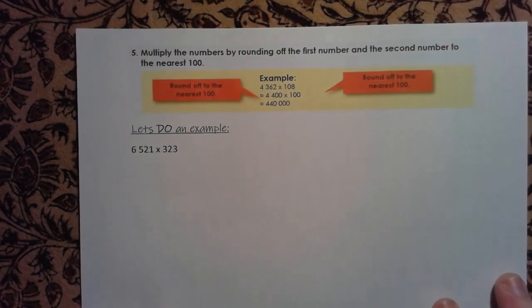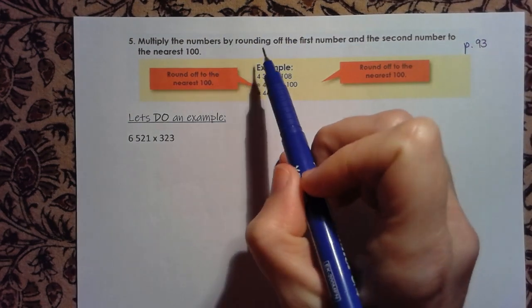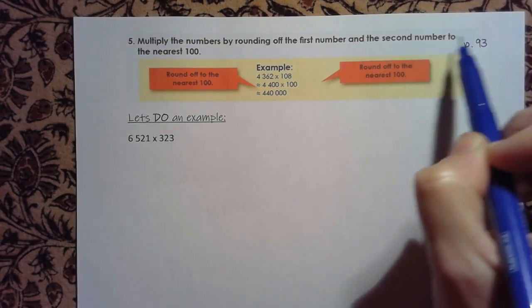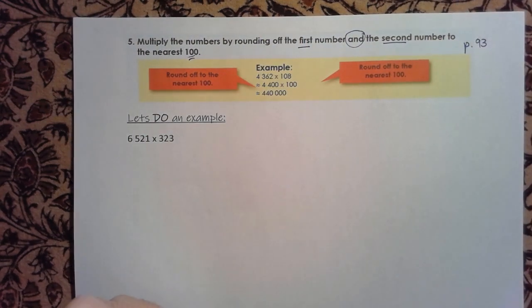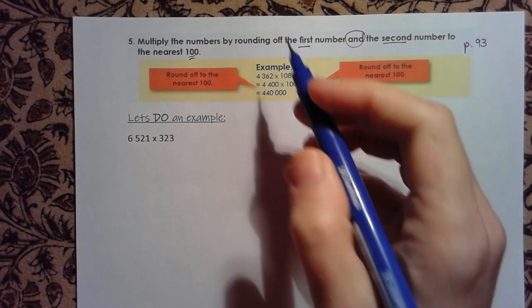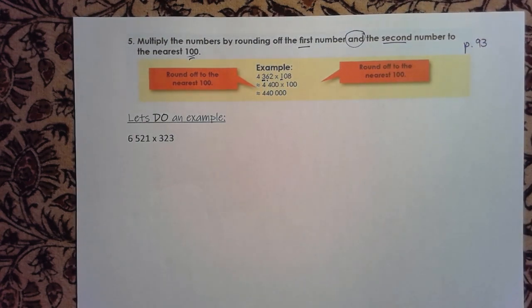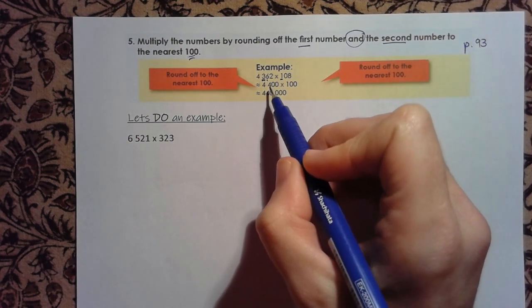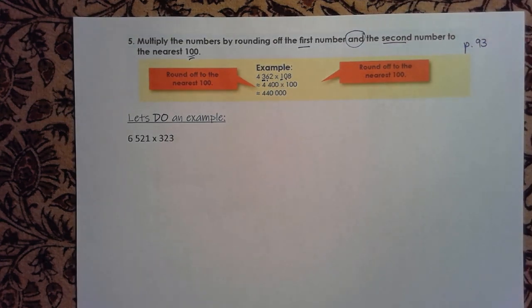Then the last example, number 5, which is also on page 93. Multiply the numbers by rounding off the first number and the second number to the nearest 100. So the first and the second number to the nearest 100. Let's look at the example. 4,362 times 108. So go find the hundreds. There's 300 and there's a 100. Next to that 300 there is the 6 for 60. So that tells me that 300 is going to become 400. It's going to round up. So that's why we see 4,400. And then this one, there's no tens next to it. There's a 0, which means it stays the same. It will remain 100. Then when you multiply the 2, you'll end up with 440,000.